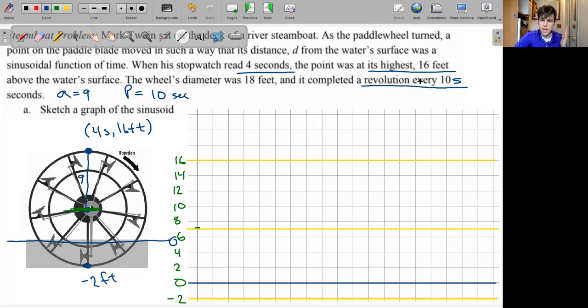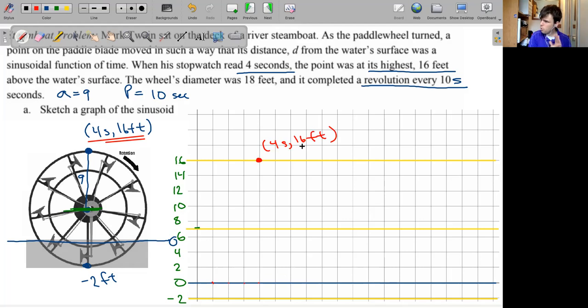All right, so we know that a revolution every 10 seconds, 10 seconds being our period, is how long it's going to take to complete a full cycle. And the only point that we do know right now is right here, 4 seconds. At 4 seconds, it'll be at its maximum. So let's go ahead and graph that as a point. So we have 1, 2, 3, 4 seconds, maximum. That is a data point that we have, 4 seconds, 16 feet.